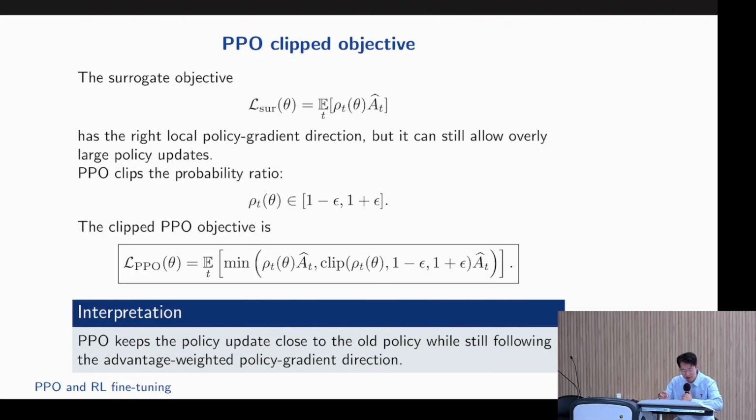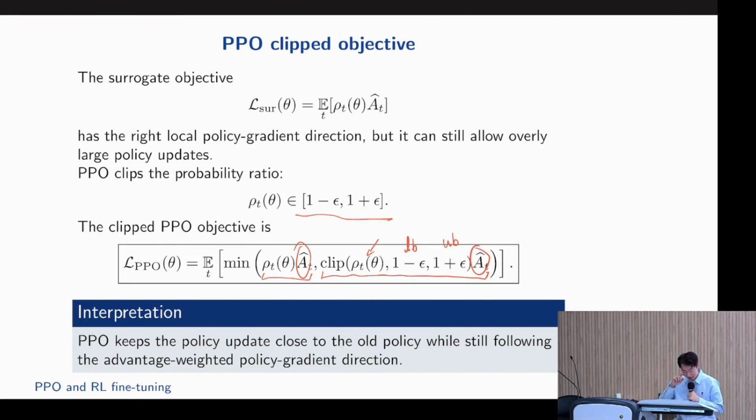So to make it work, PPO introduces this clipping. It's going to take the minimum of the two. This is without any clipping, and this is with the clipping. You take this importance ratio, which is distribution over distribution, and clip it with lower bound 1 minus epsilon and upper bound 1 plus epsilon. And then you multiply by the advantage.